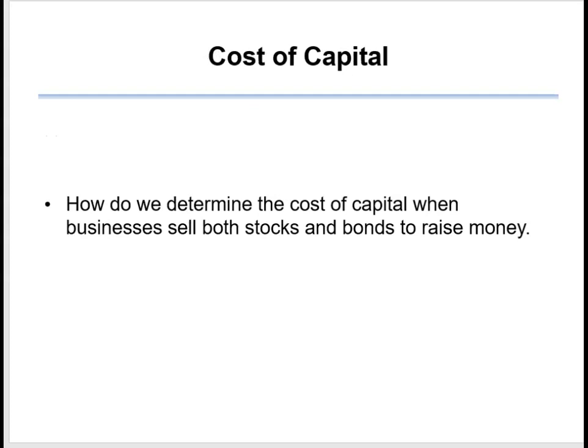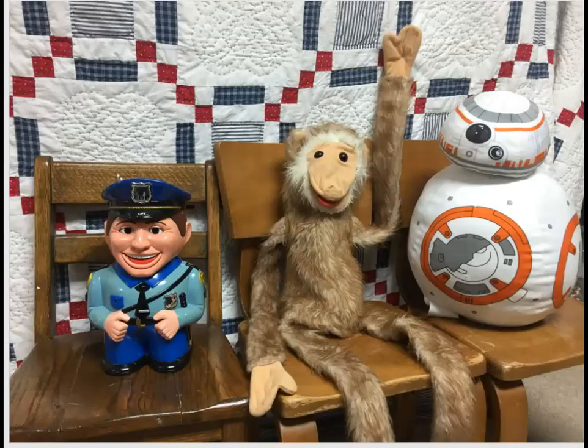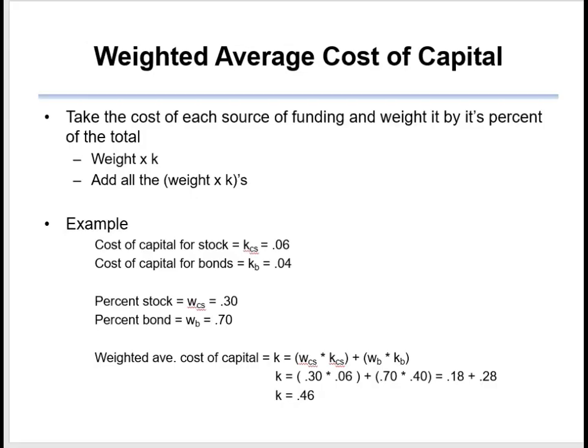So the problem is, how do we determine the cost of capital when we sell both stocks and bonds to raise money? Who's that? It's Jocko. Jocko? I know the answer to that question. Yes, Jocko. Okay, we could use a weighted average like we do for calculating a portfolio's beta. Excellent, Jocko. Somebody was paying attention that week.